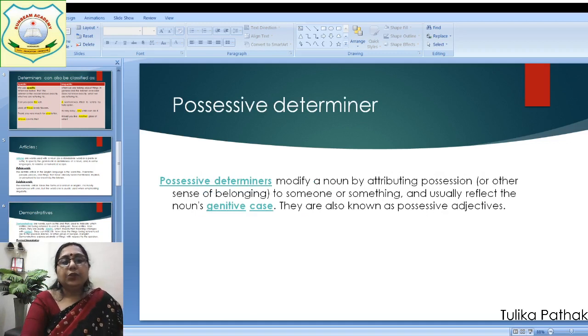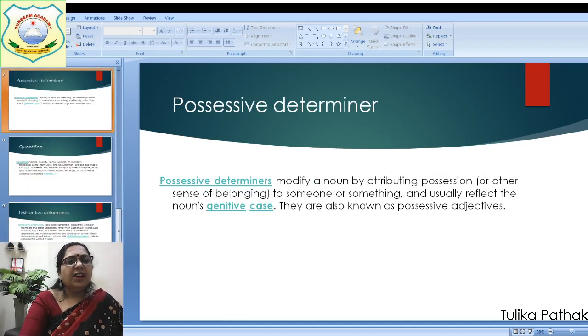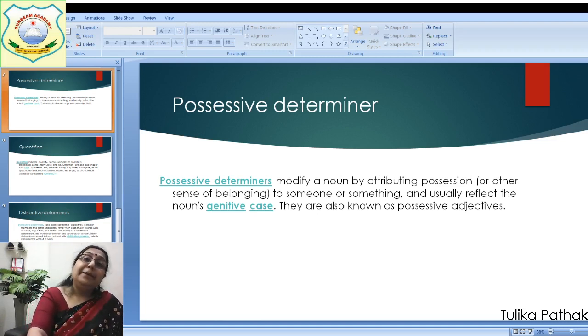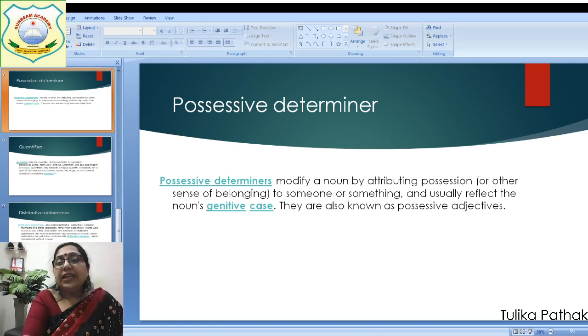Now I come to the possessive determiner. The possessive determiners modify a noun by attributing possession or other sense of belonging to someone or something, and usually reflect the nouns in quantitative case. They are also known as possessive adjectives.